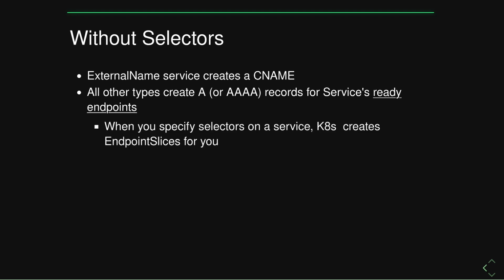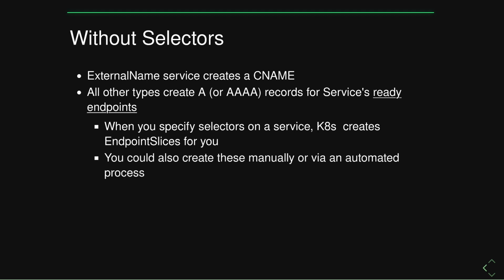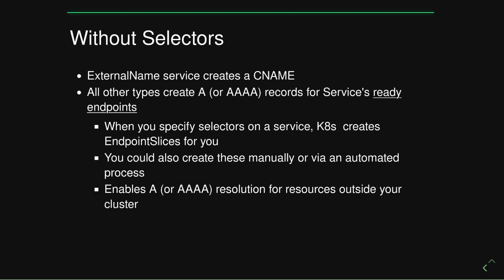So remember that when we specified selectors on our service, Kubernetes took care of creating those endpoint slices and creating those endpoints for us. But you could also create those endpoint slices manually or via some kind of external automated process. This can enable A or quad A resolution for any resources that exist outside of your cluster that Kubernetes doesn't know about, and so it can't target with its automatic endpoint slice creation process. And this is pretty handy. You can have some kind of process that monitors your external environment, automatically creates endpoint slice resources, sets the endpoints ready or not ready depending on whether or not they're ready to service traffic, and Kubernetes can handle returning A or quad A records for you.